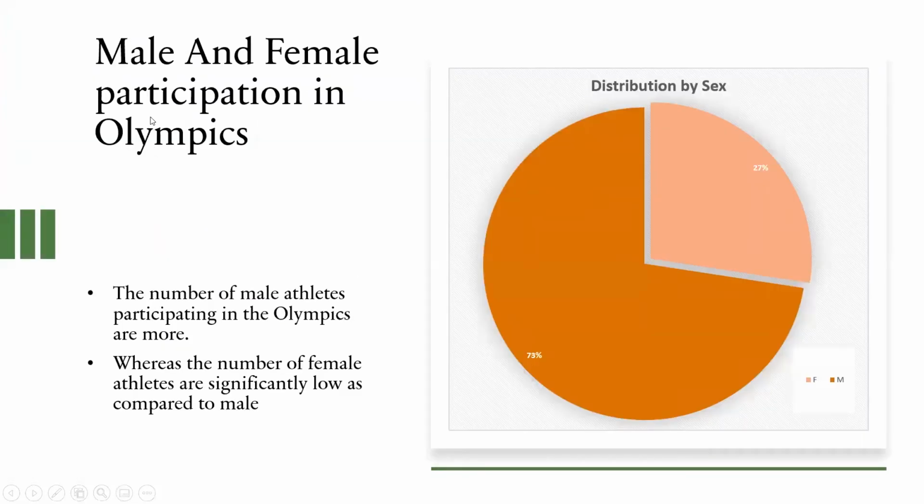So now male and female participation in Olympics. As we can see here, the number of male athletes participating in the Olympics is more, whereas the number of female athletes is significantly low as compared to male. So again, this pie chart was obtained by running a specific SQL query.